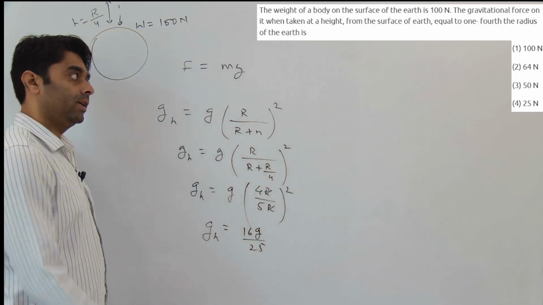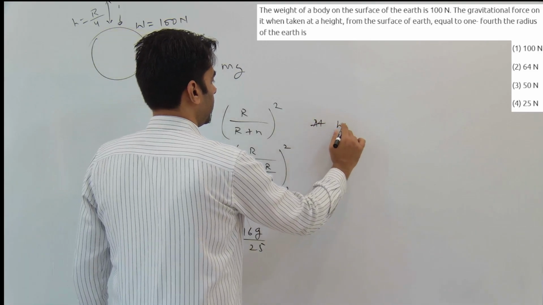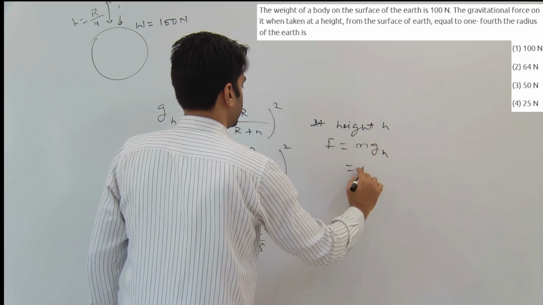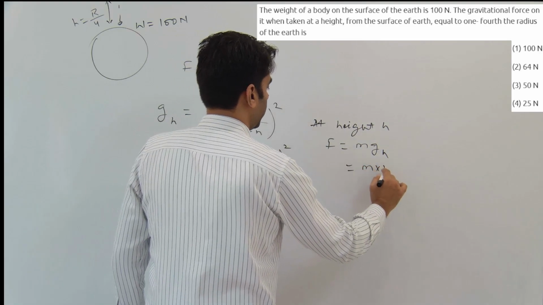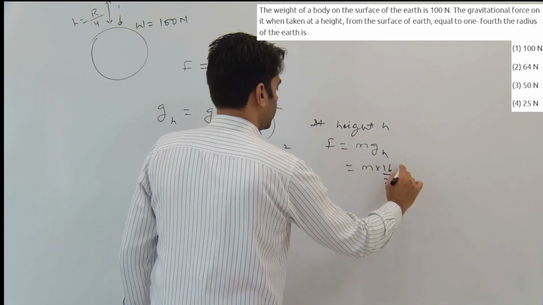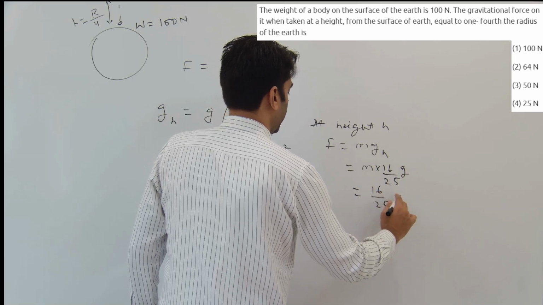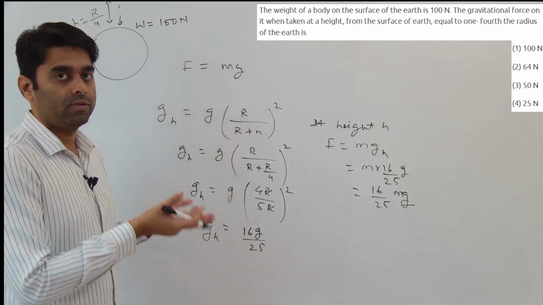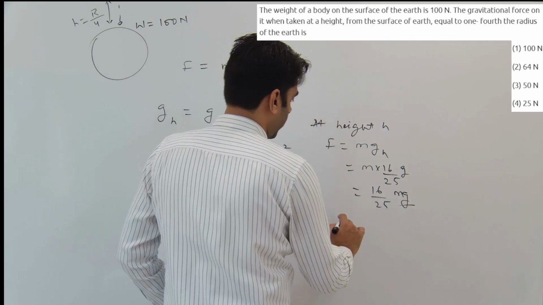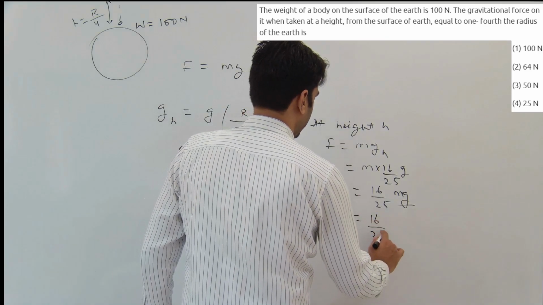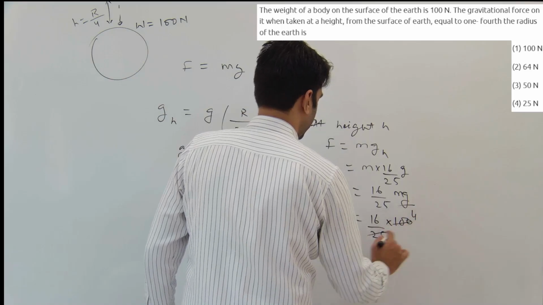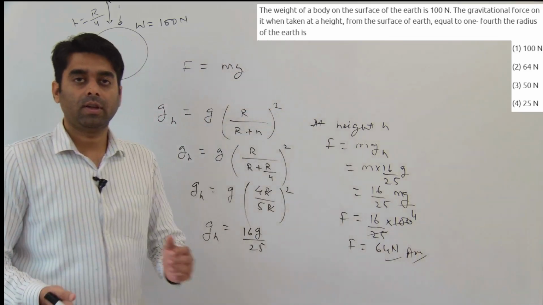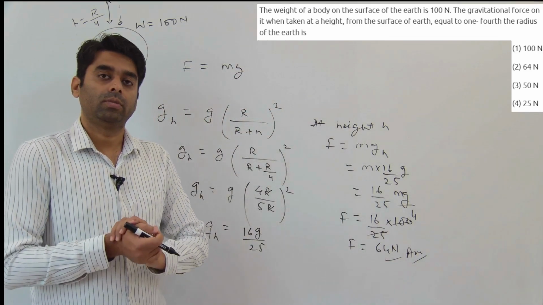Fine, well and good. Now let us see. So at height h, what will be your force? Force will be m into gh, which is 16 by 25 mg. And how much is our mg value given on the surface? It is 100 Newton. Force on the surface is your weight on the surface. So we can write F is equal to 16 by 25 into 100. So we get 4 times 16, that is 64 Newton. 64 Newton is our right answer. Option number 2 is our correct answer, right?